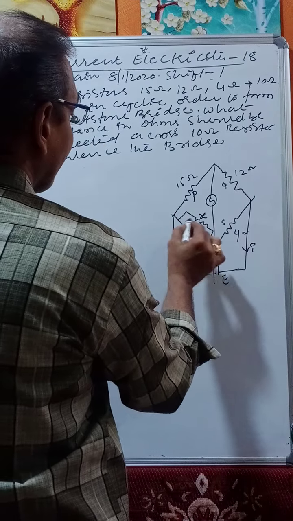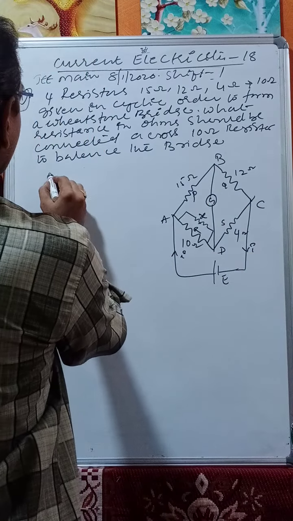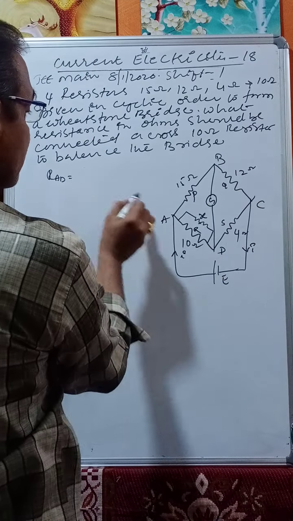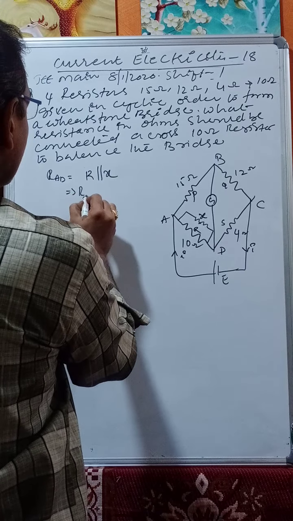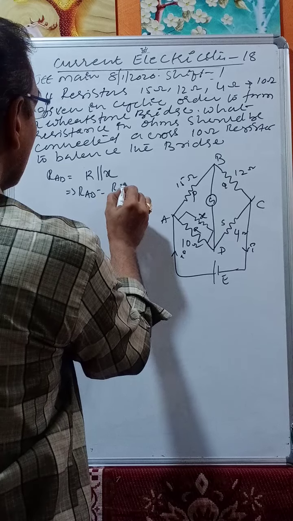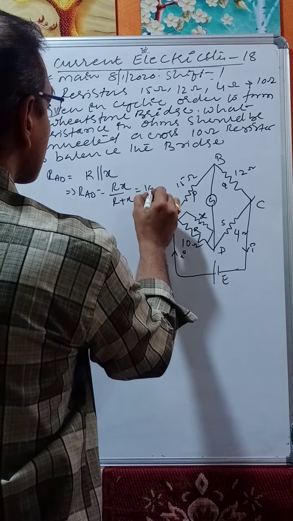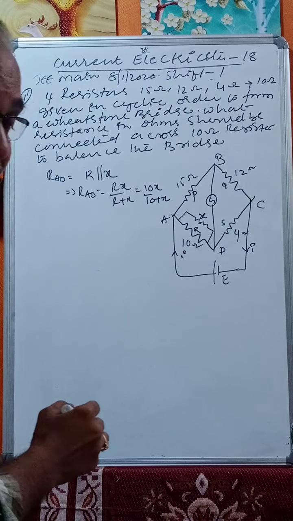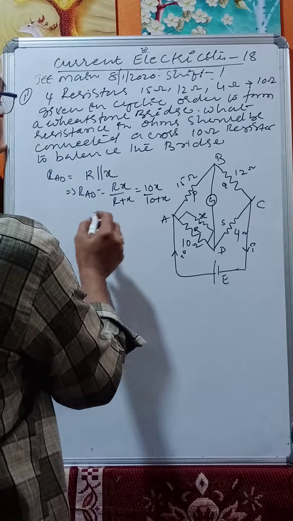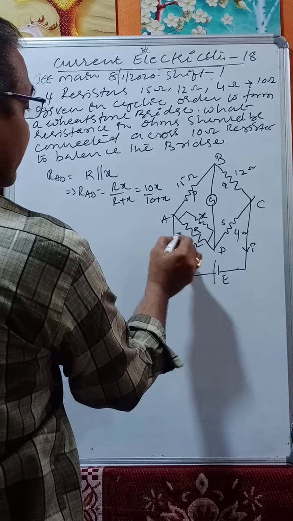Now what is the effective resistance? Let us say the bridge is ABCD. What is RAD now? The effective resistance becomes R in parallel with X. This implies RAD is equal to Rx by R plus X, that is 10x by 10 plus X. Now for the bridge to be balanced, what do we have here?